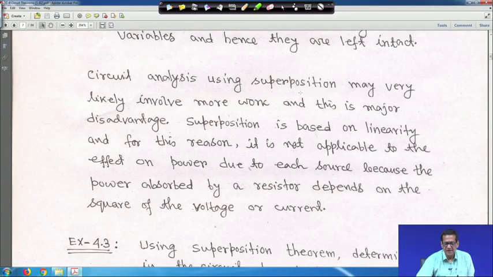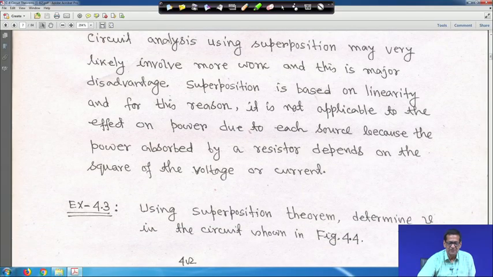Circuit analysis using superposition may very likely involve more work, and this is a major disadvantage. Superposition is based on linearity, and for this reason it is not applicable to the effect on power due to each source, because the power absorbed by a resistor depends on the square of the voltage or the square of the current. So, it is not applicable for power, but for voltage and current it is applicable.